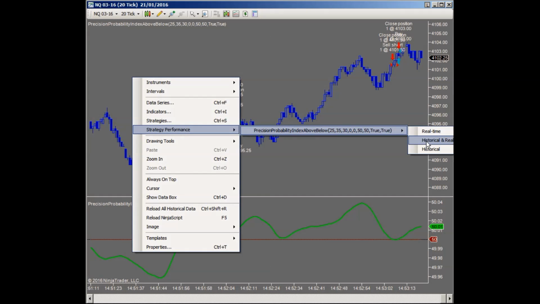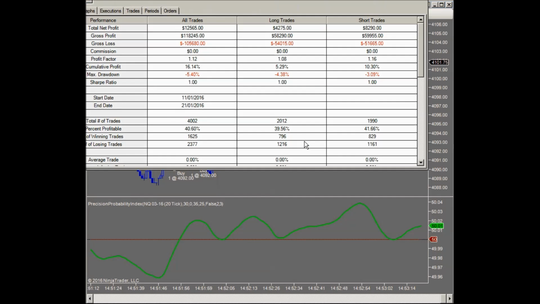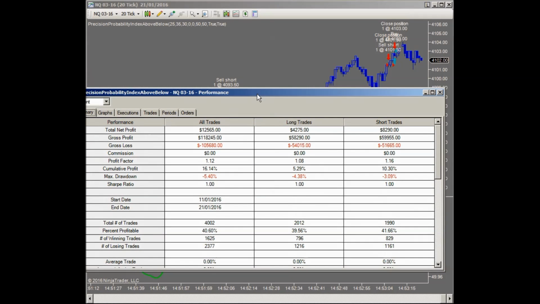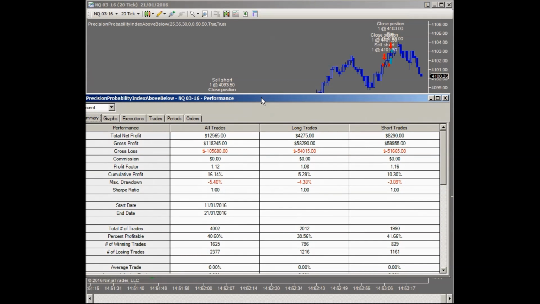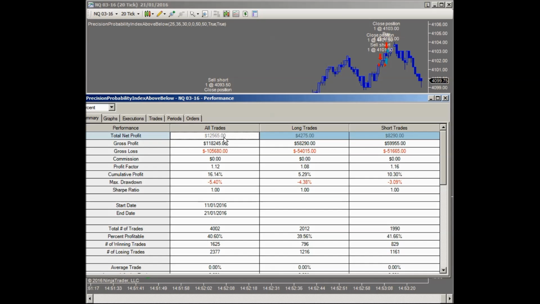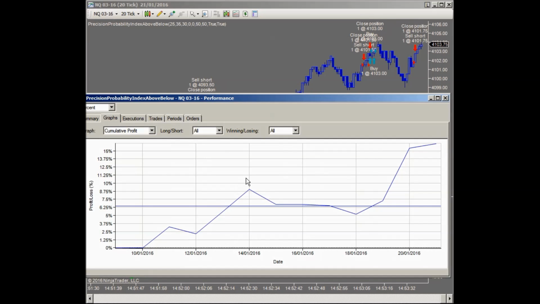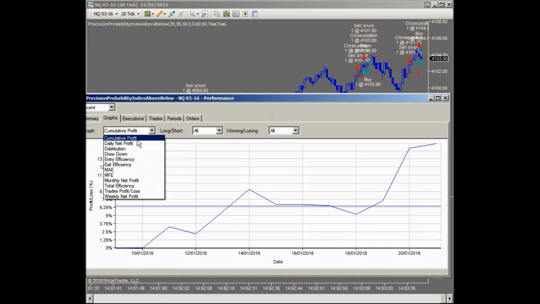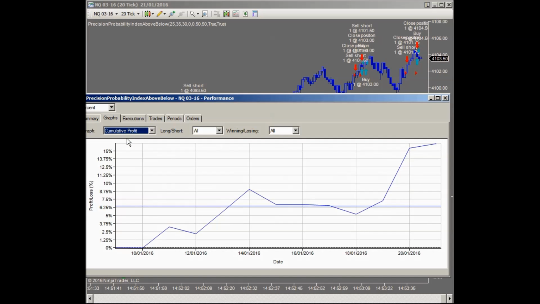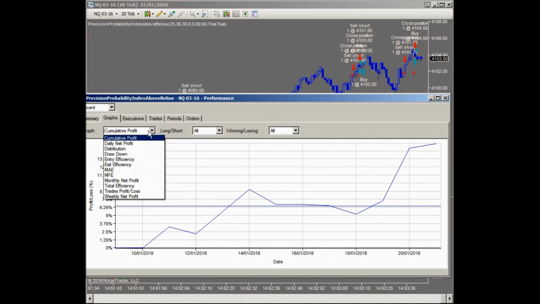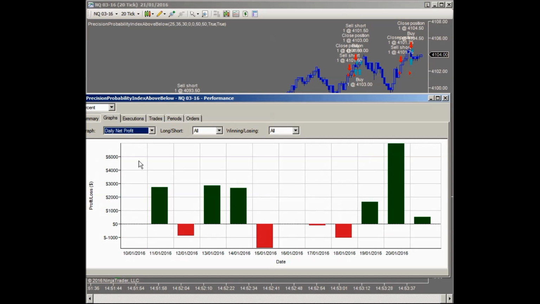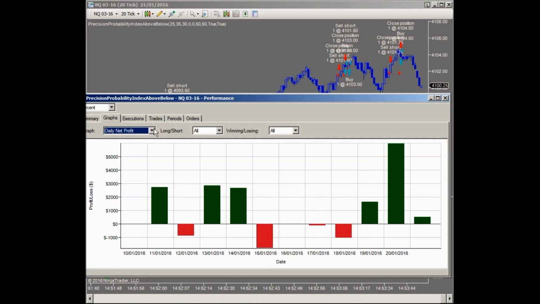Strategy performance. You can see this has, I think, 20 days loaded, $12,565 profit. The graph is high and to the right. Daily profit shows it's more profitable, more winning days than losing days.